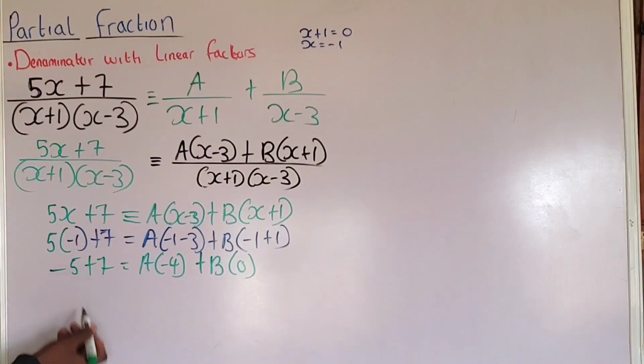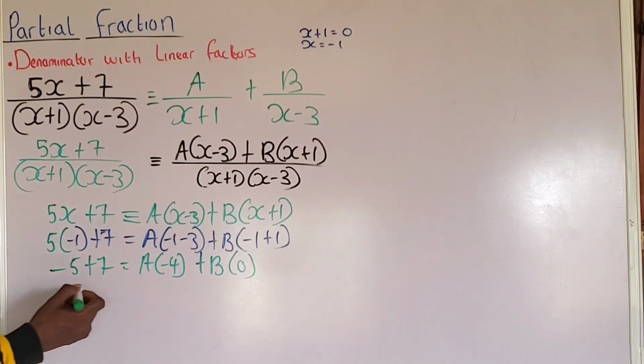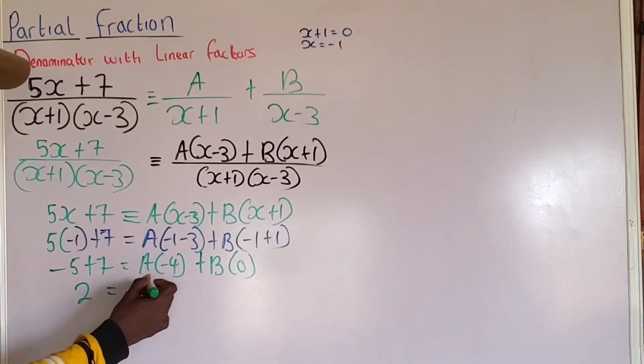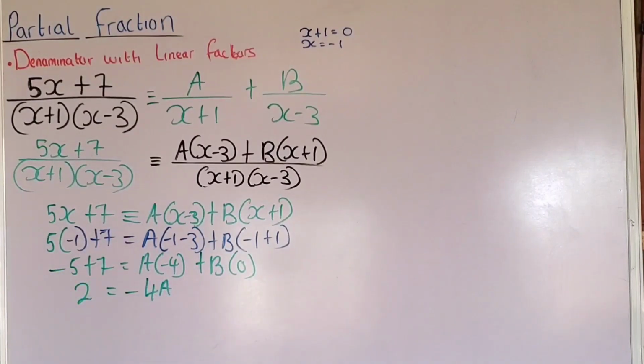Now, having done that, minus 5 plus 7, that is what? 2, Abby? Yes. Minus 5 plus 7 will give us 2, okay? So I'm going to have 2 is equal to a times minus 4, that is minus 4a, okay? Because b times 0 will give us 0, there is no need to write that, Abby. So now, divide both sides by negative 4.